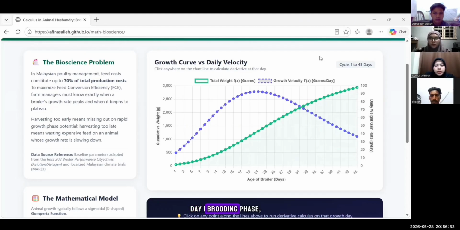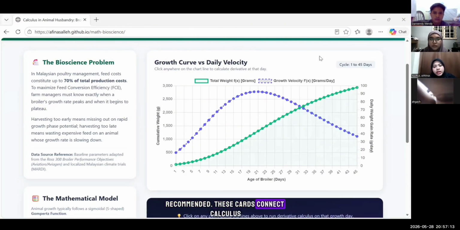At day 1, the birds start with slow growth. Day 23, near the inflection point, fast growth. Day 28, still a fast growth phase with high metabolism. And at day 45, the plateau stage, growth is slow, harvest recommended. This connects the calculus result directly to farm management decisions.